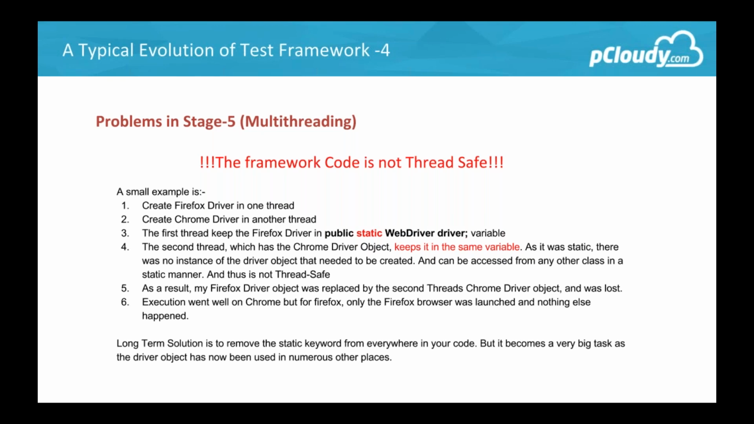So the long-term solution is to remove the static keyword from everywhere in your code. But beware, it is not so easy. It becomes a very big task, as I have seen in my past experiences working with a lot of organizations, that this driver object has been used in numerous other places as well. It is so deep inside our framework that we cannot remove it. If you remove the static keyword, there are like 400 errors in the code because now our automation framework has grown.